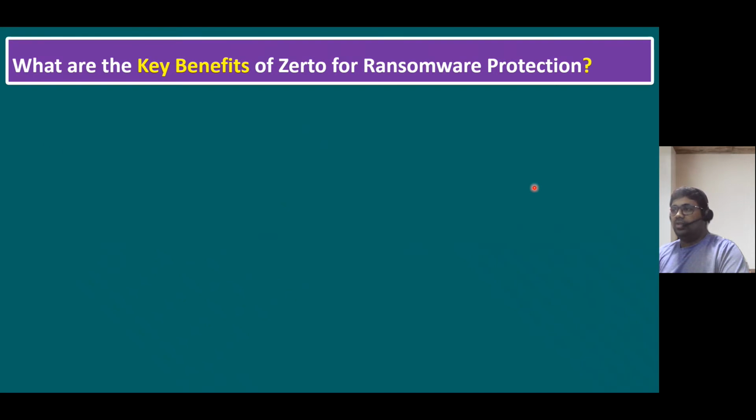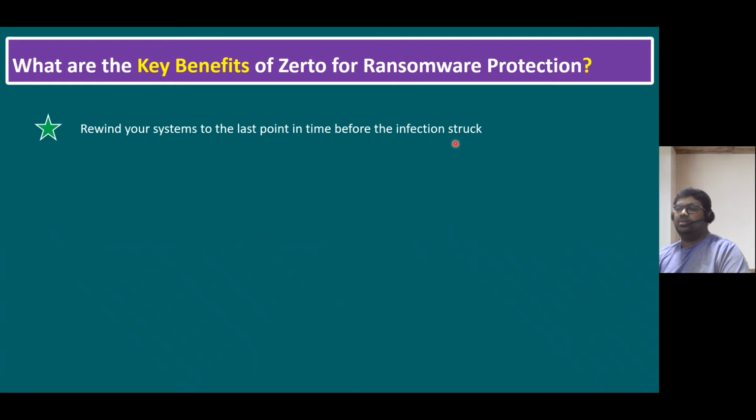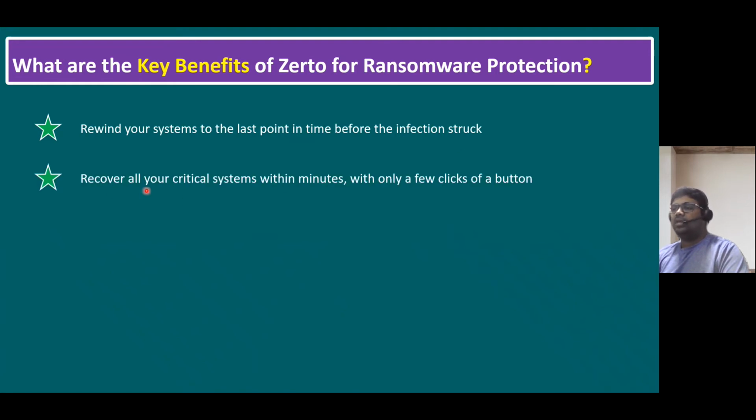So the key benefits include, the first one is rewind your systems to the last point in time before the infection struck. For example, in our lab system, at 2:45 p.m. and 2:43 p.m. also, both timings the system is showing an infected state. So I chose a nearby timestamp to restore it back. Okay, and recover all your critical systems within minutes with only a few clicks of a button. Even in the restore option, I used only a few clicks to restore it, and restore from seconds ago to years ago.